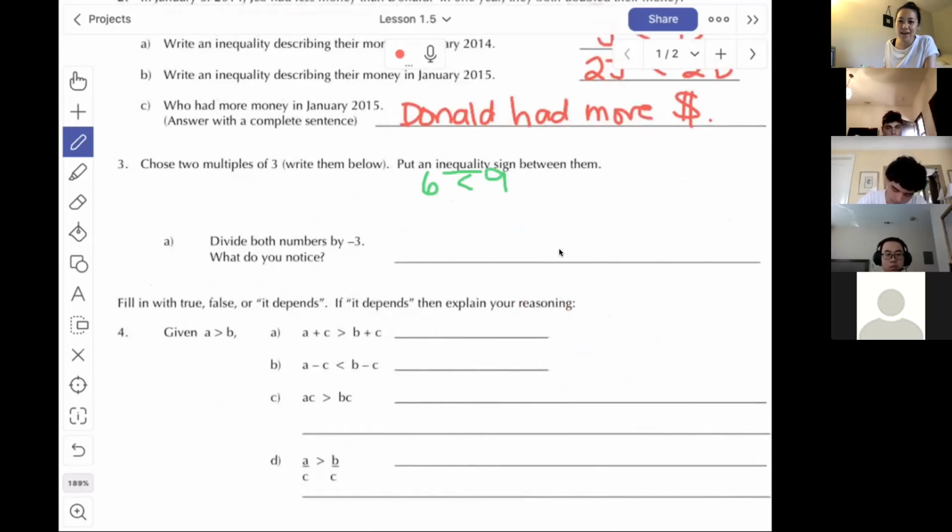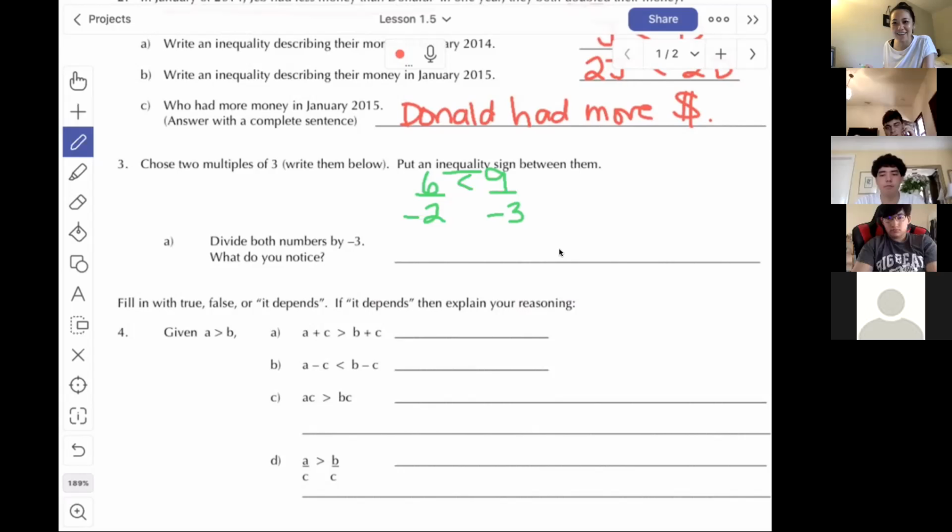Okay. Next, we want to divide both numbers by -3. So divide by -3, divide by -3. I get -2. I get -3. Now, what inequality should go between -2 and -3? What inequality sign makes sense? Is -2 less than -3, or is -2 greater than -3? Greater than.